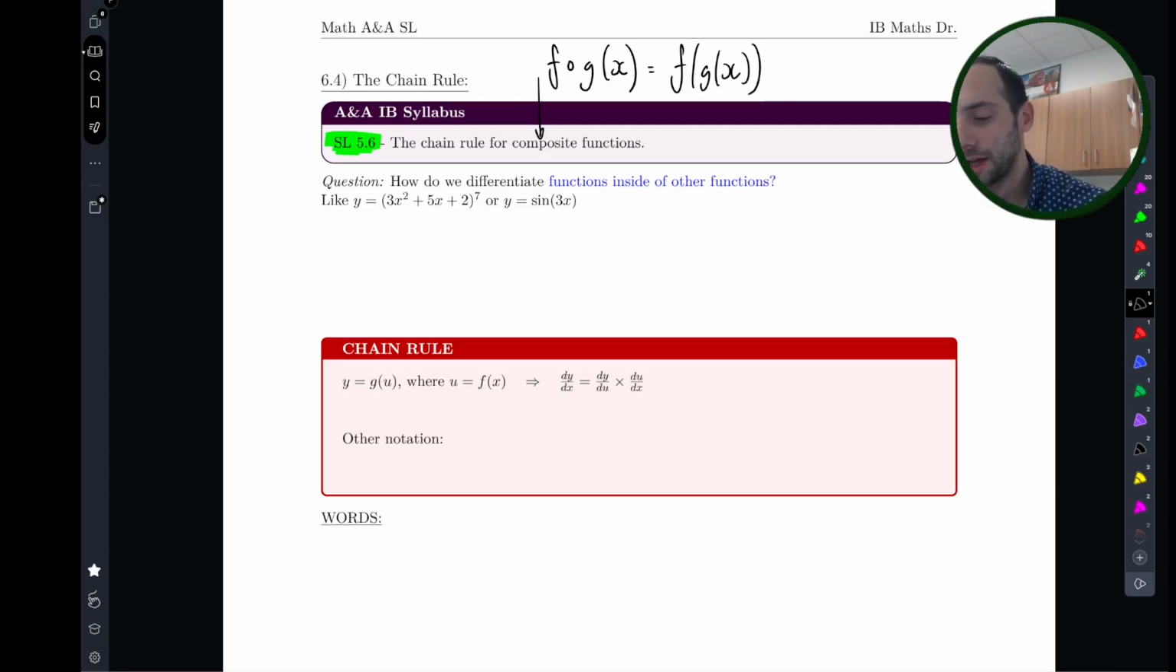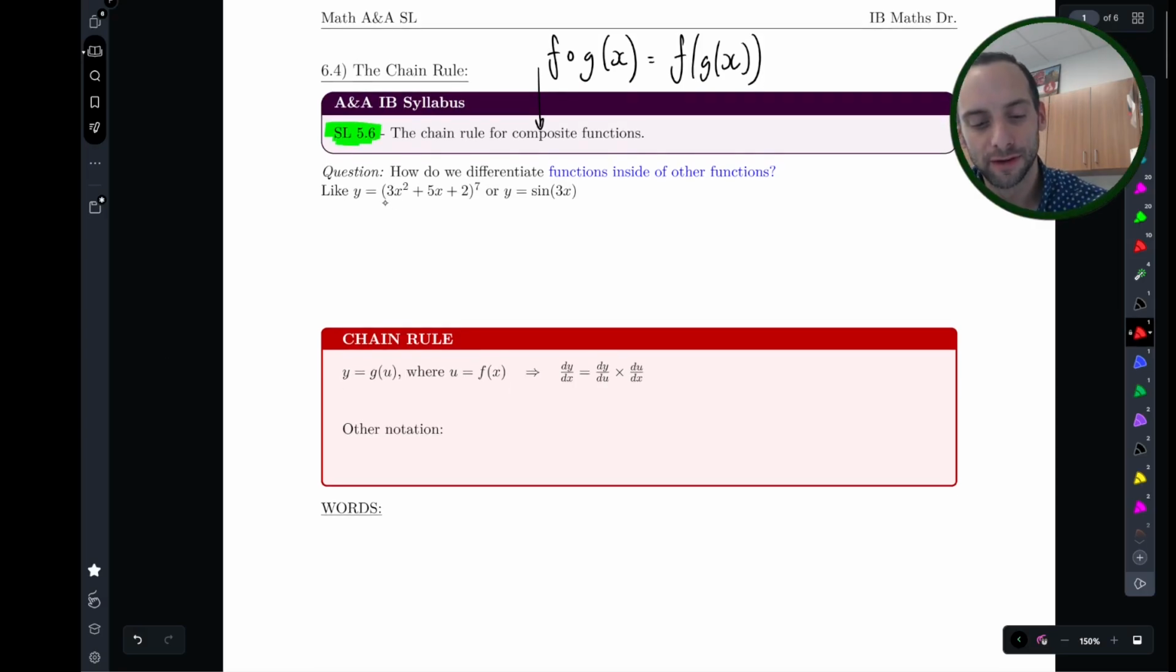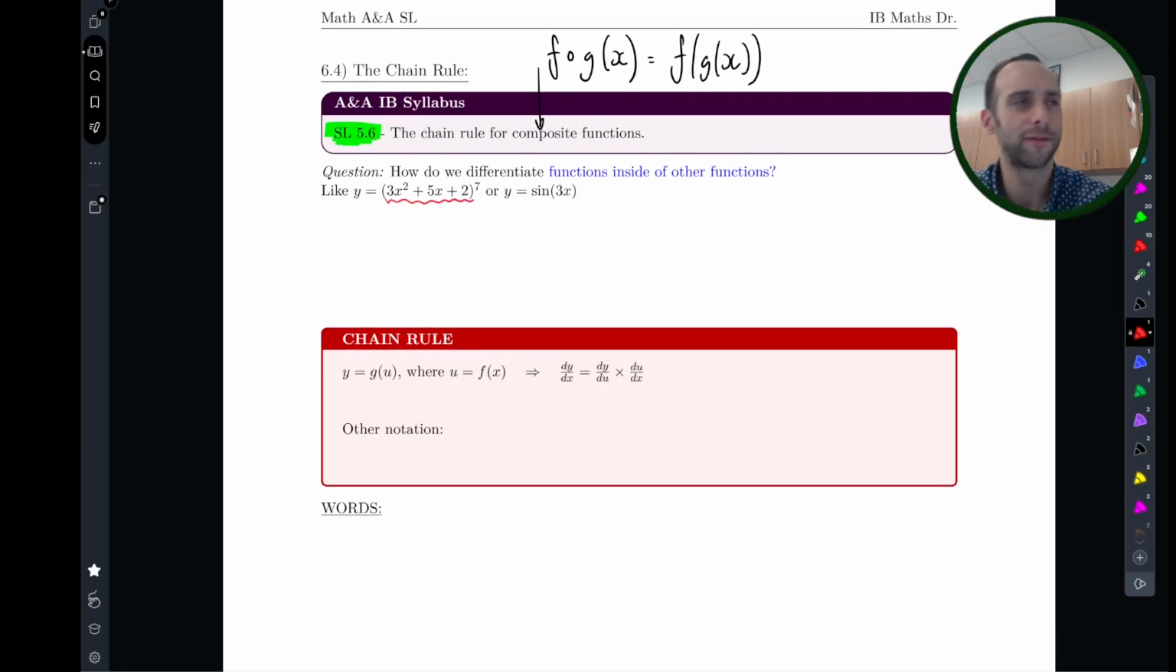So the kind of problems this rule will allow us to differentiate, or take the derivative of, are functions inside of other functions. So things like 3x squared plus 5x plus 2, all raised to the 7. Just using the power rule, I'd have to multiply all that algebra out and then apply the power rule to take the derivative. Well, that would take me a really, really long time, and I'm sure I'd make lots and lots of math errors. So we want a shortcut to do that in one or two lines, and that's where the chain rule will step up for us.